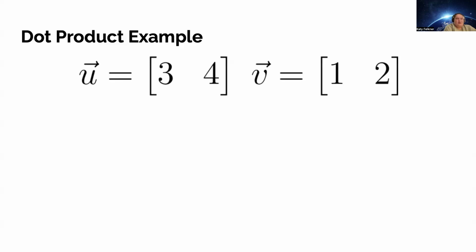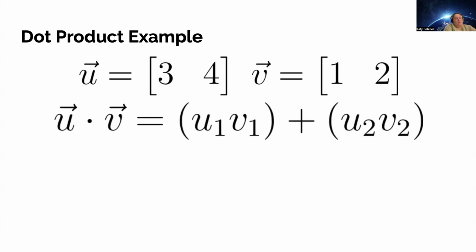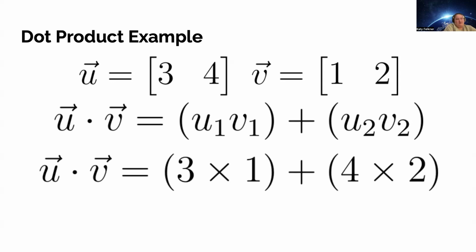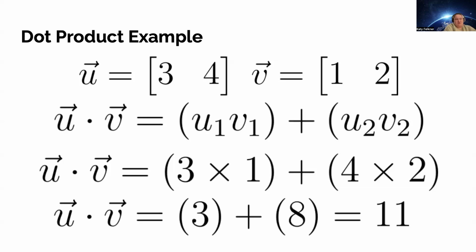So let's look at an example of how to calculate the dot product of vectors. Let's say we have vectors u and v. u is (3, 4), v is (1, 2). Having a look at these, they're both length 2, so we can take the dot product. So the dot product u dot v is going to be u1 v1 plus u2 v2. So that's the first element of u times the first element of v, plus the second element of u times the second element of v. So that is going to be 3 times 1 plus 4 times 2. And when we do that multiplication, it comes out to 3 plus 8, or 11.